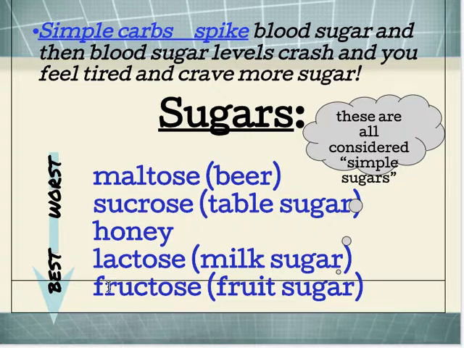So, different sugars, we have maltose, which is a lot of times in beer. We have sucrose, which is like table sugar. Honey is just pretty much pure sugar for the most part. Lactose, which is like a milk sugar, and then fructose, which is a fruit sugar. You can see from the top to bottom, worst to best. But these are all considered to be simple sugars.